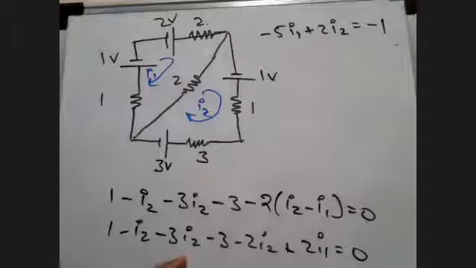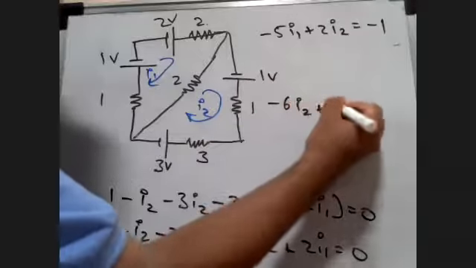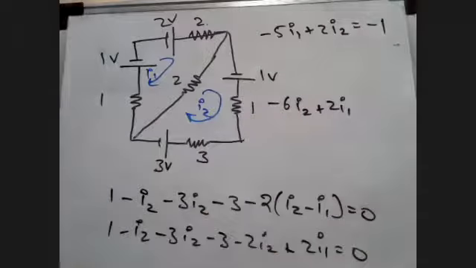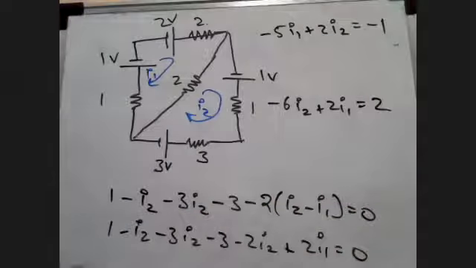This is minus 4I2, minus 6I2 in total, and this is plus 2I1. So minus 6I2 plus 2I1. And what else is remaining? This 1 minus 3, that is minus 2. So if I take it to the other side, it will become positive 2.